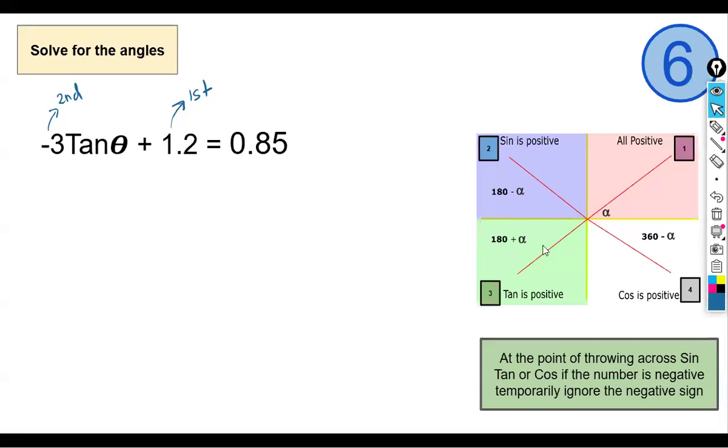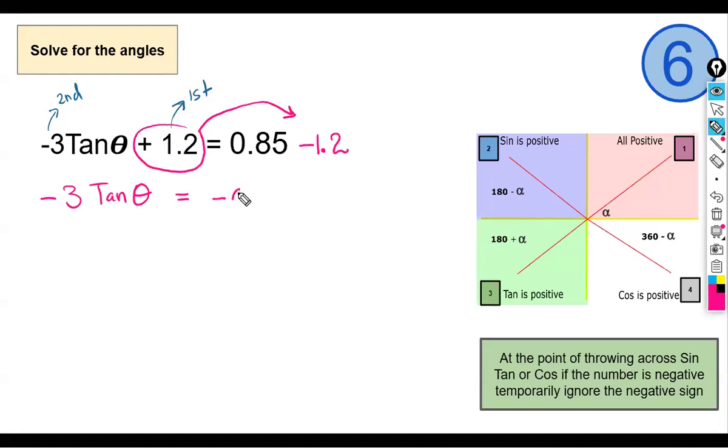All right, so we said the first person we throw across is the positive 1.2. Throw him across, he becomes negative 1.2. So let's handle that part. -3 tan theta equals 0.85 minus 1.2. For the time being, it's minus 0.35, but it's too early to decide still if this is a positive or negative question.